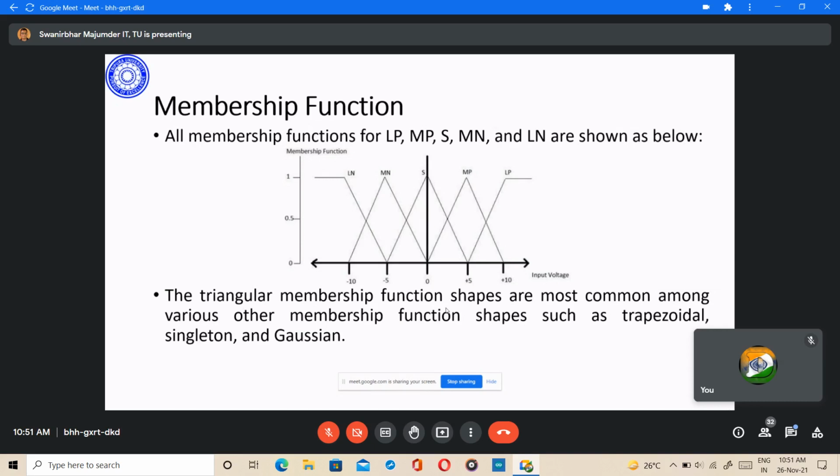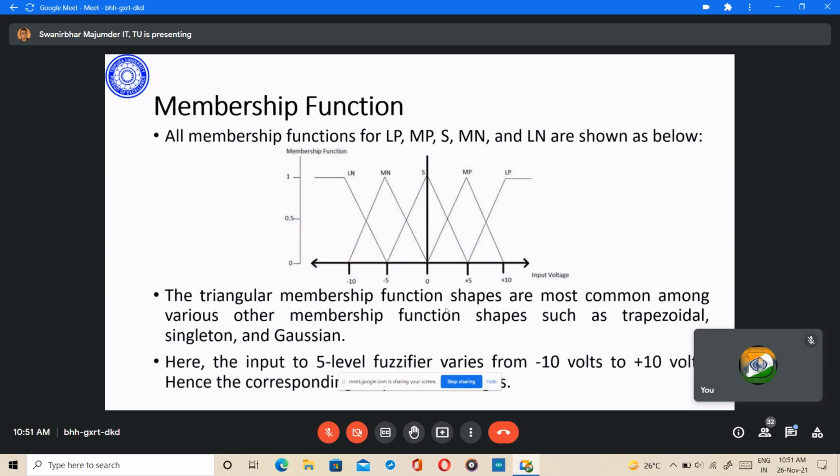So I am leaving the question to you guys. You find out, because this is not part of the syllabus, but we are using it, so that's why I am asking you. Okay. So anyway, here the triangle has been used. You can use trapezoidal also. So this is for 5-level fuzzifier. You can have 7-level, 9-level fuzzifier also.